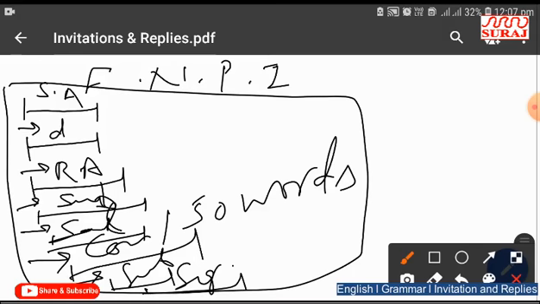Now I am going to tell you again the structure of formal not printed invitation. First of all, we should mention the sender address. After that, we should mention the date. We always try to write the same date on which we are writing the invitation. After that, we should mention the receiver address. After that, we should mention subscription.